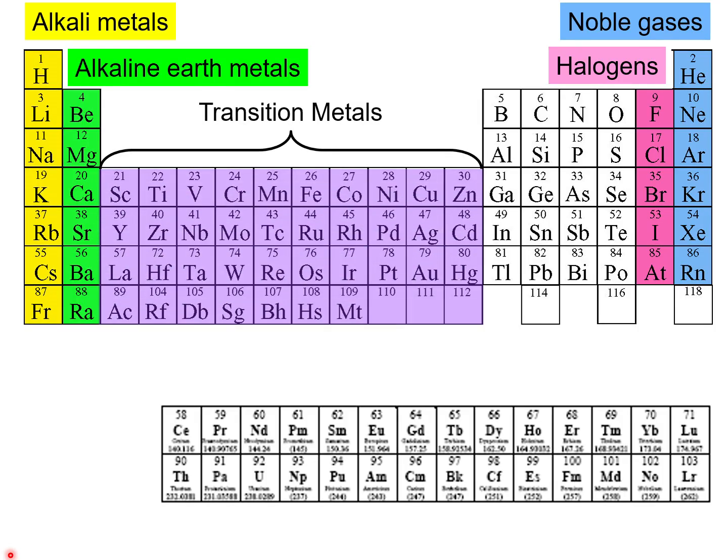All right, transition metals. These are the d block elements. And the reason why they're called that is because they're making the transition from the main group metals, which is what groups 1 and 2 are called, to the nonmetals.